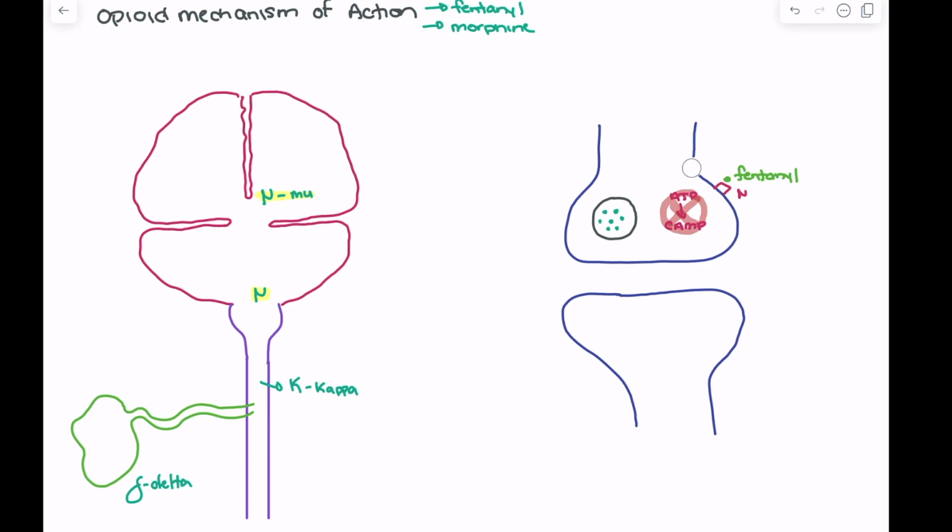That has a couple of consequences for the patient. One is that we have potassium channels that live on our presynaptic membrane. So this is a K+ channel. When we inhibit the conversion of ATP into cyclic AMP, those channels will open, and this will promote efflux of potassium. So potassium that's typically inside this presynaptic neuron, we see efflux.